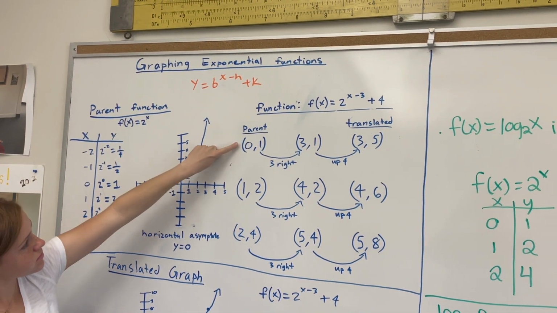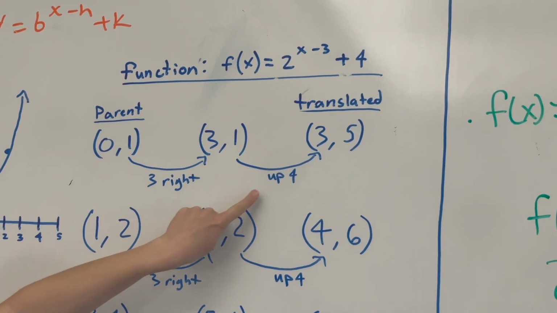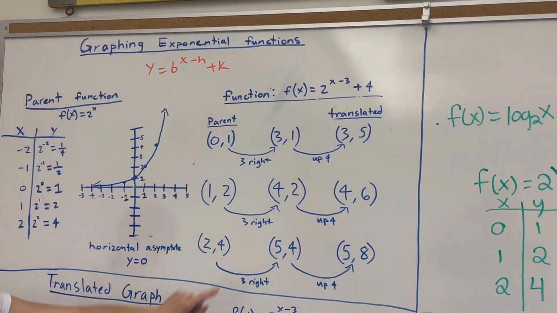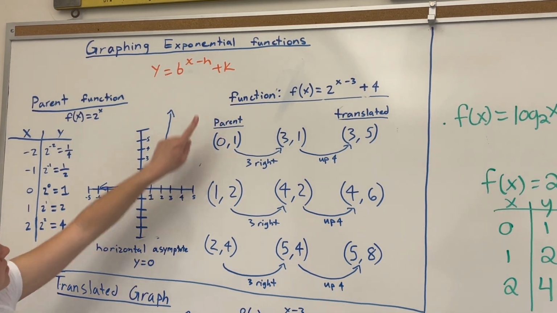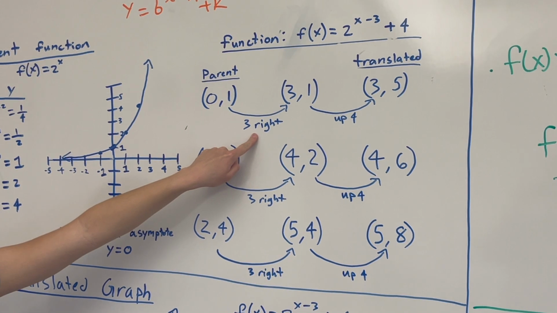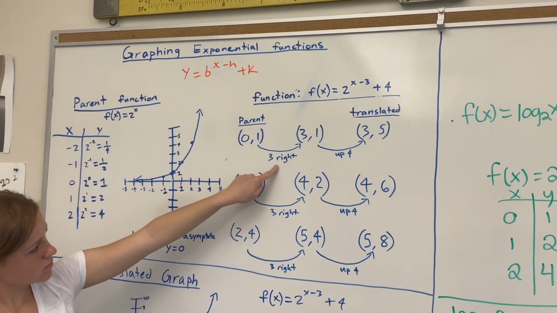Making them, you start with the parent function, then start with a point and translate it. Because k is 4, you need to move it up by 4 because this is the vertical translation. This is your horizontal asymptote. Because h is -3, you need to move it right by 3. This is because it's horizontal translation. When h is negative, we move it to the right.